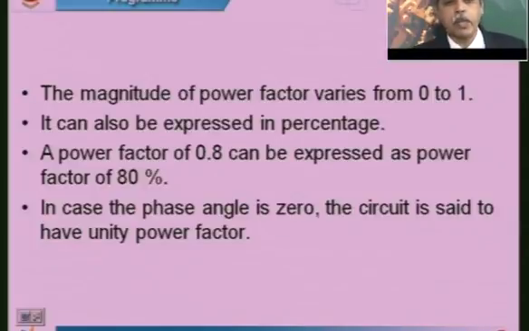We can also express the power factor as a percentage. When the power factor is 0.8, we can say the power factor is 80%. When the phase angle is 0, the circuit is said to have a unity power factor, because cos 0 will give you a value of 1.